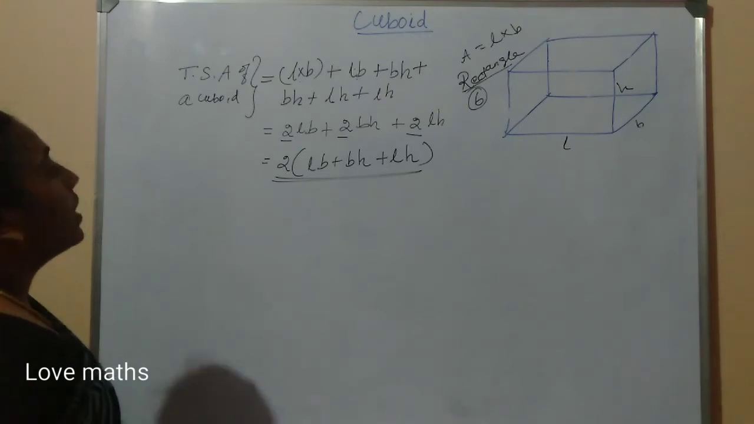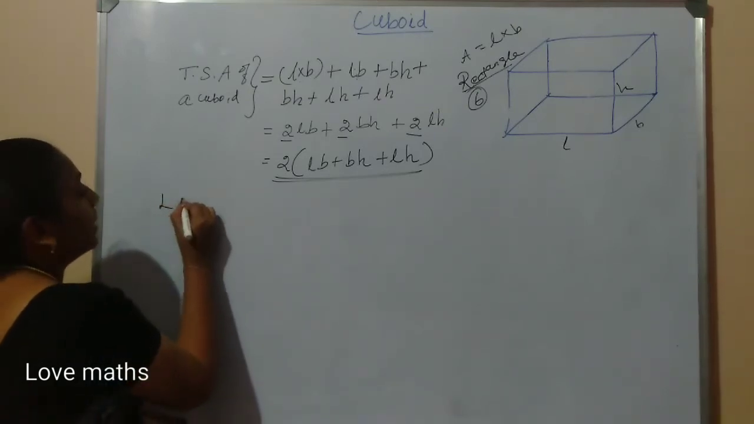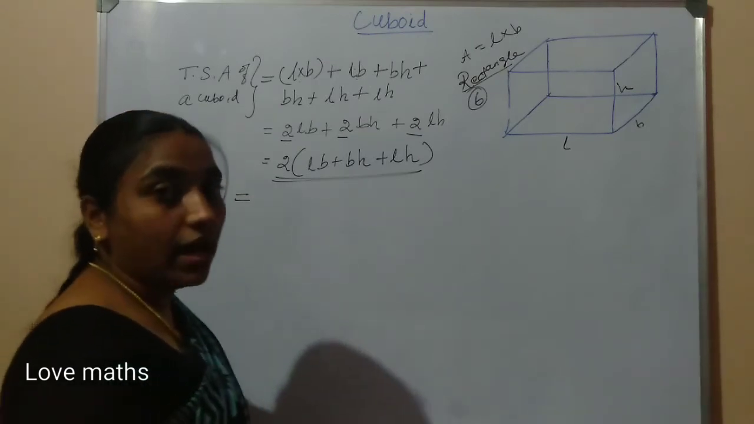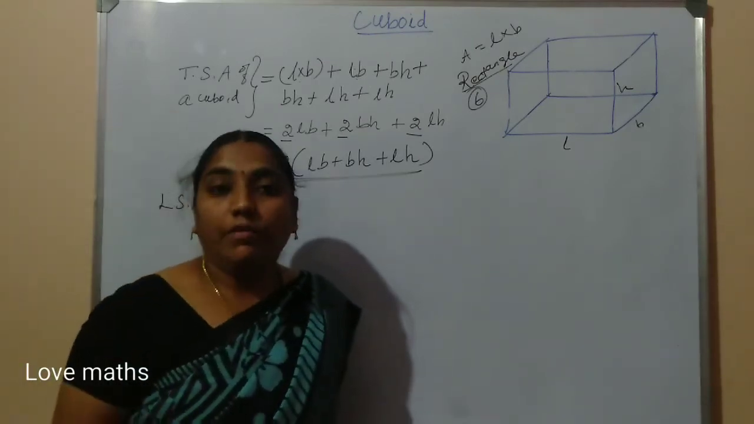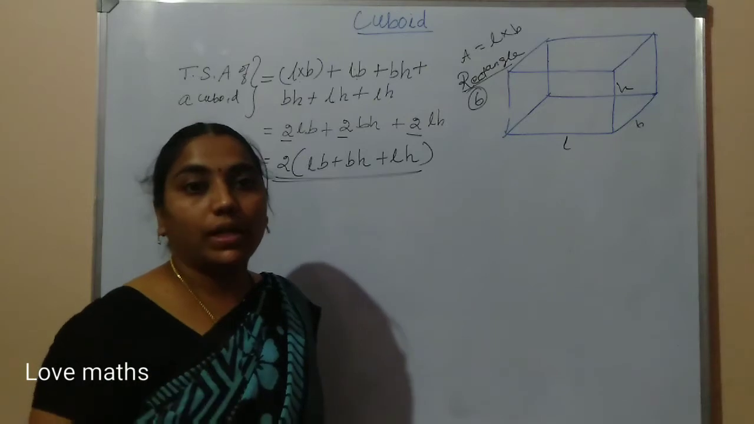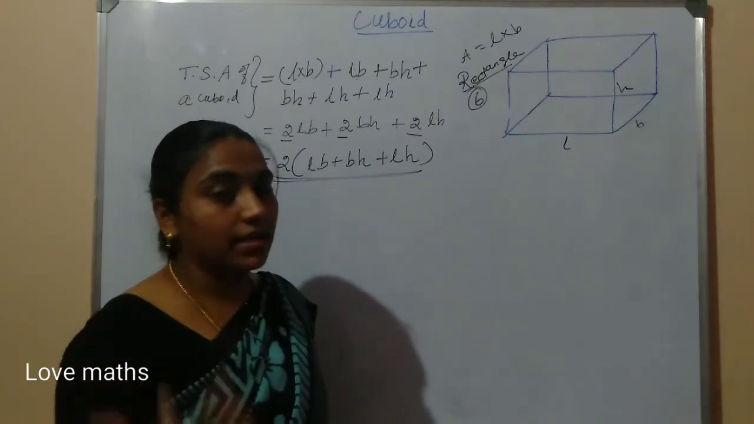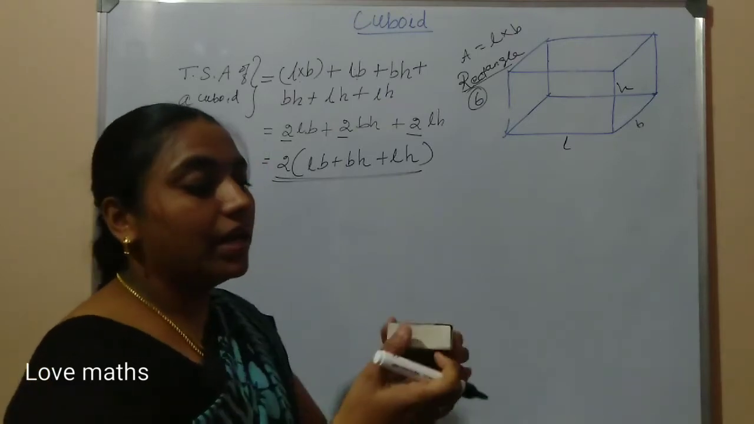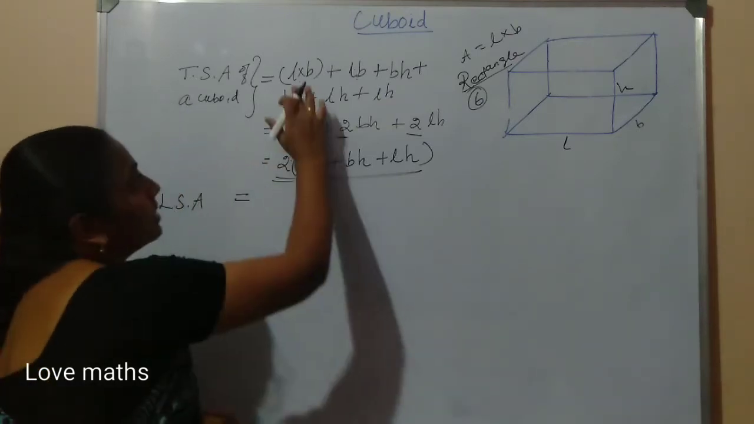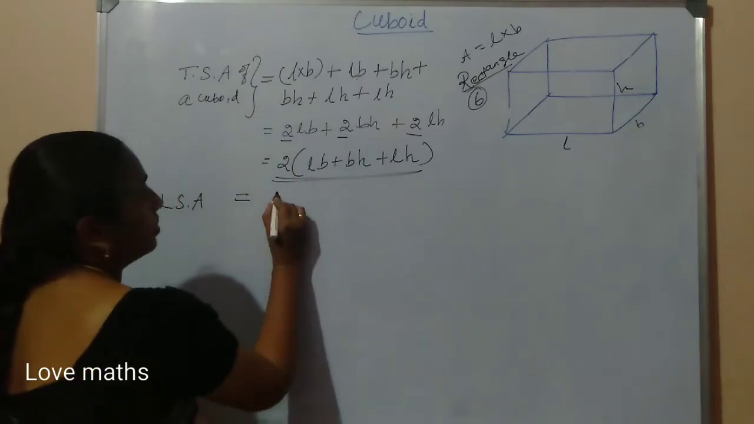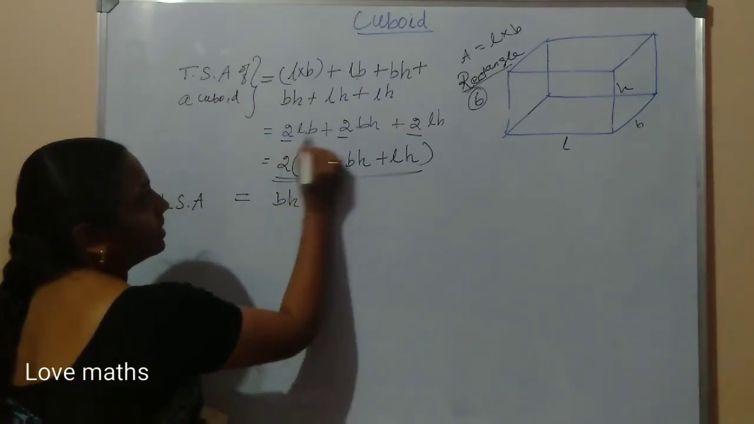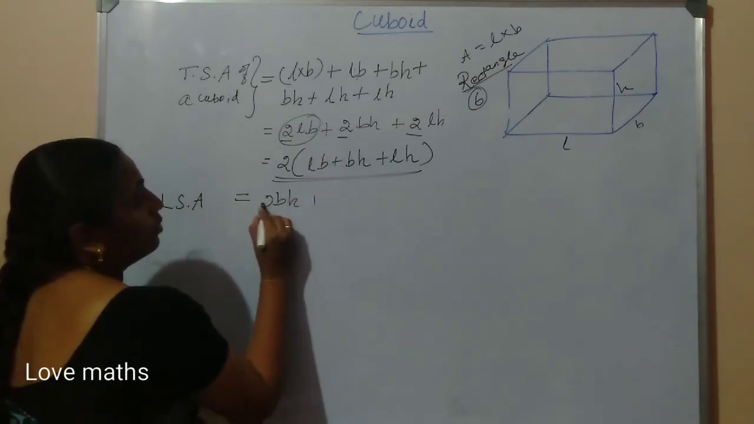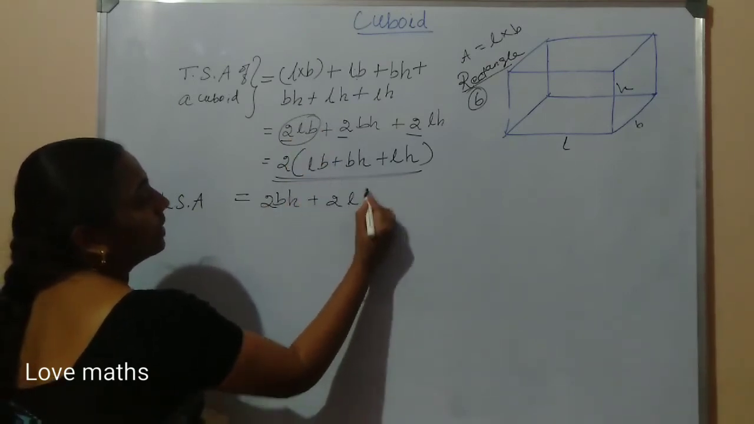That's all. Next we are going to see lateral surface area. What is meant by lateral surface area? We leave the top and bottom. The remaining 4 sides are called lateral surface area. Top and bottom are L and B, so you just leave these LB, LB. What is remaining? 2 BH plus 2 LH.